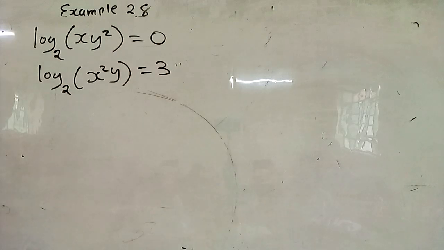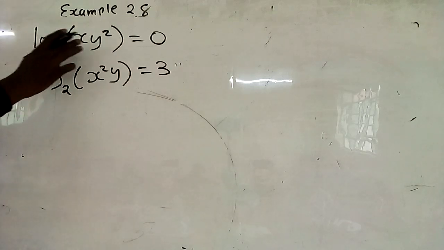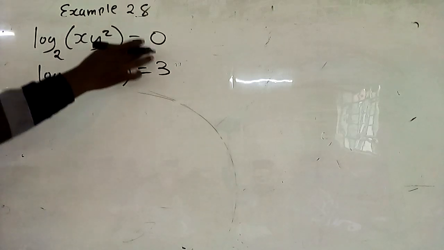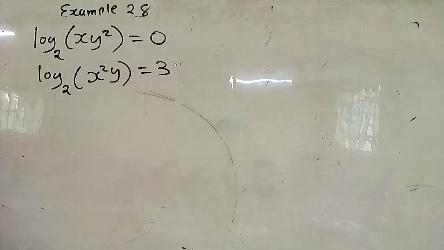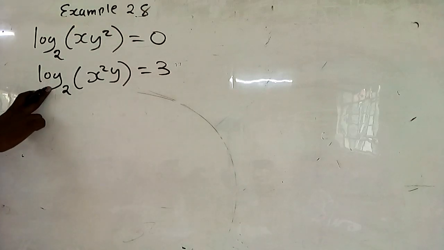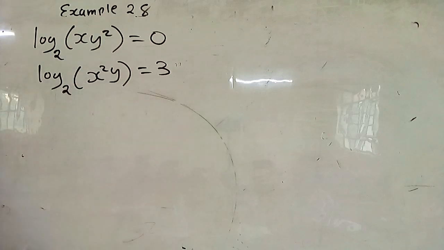So you'll be told to solve the following simultaneous equations. Log of xy squared to base 2 is equal to 0, and log of x squared y to base 2 is equal to 3. Are we together? Okay? Good.